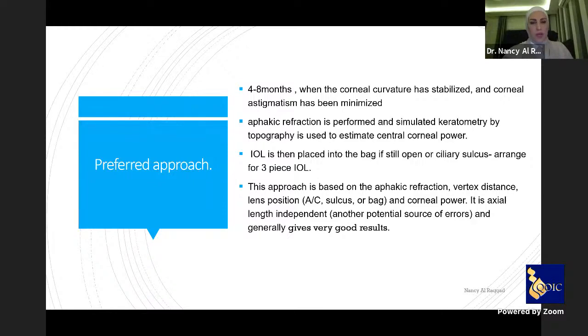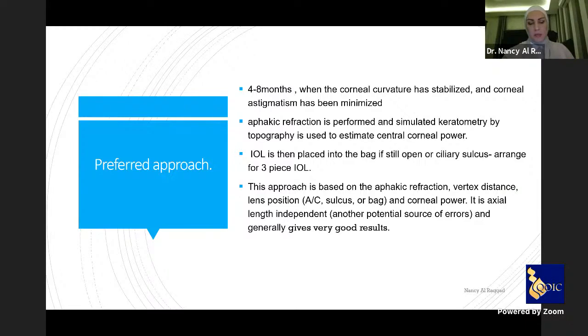Now, the preferred approach is this. You wait for 4 to 8 months. When the corneal curvature has stabilized and the corneal astigmatism has been minimized, you do an aphakic refraction with simulated keratometry by topography to estimate the central corneal power. And then you go in another procedure, you place the lens in the bag, if it's open, or the ciliary sulcus, and usually arrange for a 3-piece IOL. Now, this approach is based on the aphakic refraction, the vertex distance, the lens position, and corneal power.